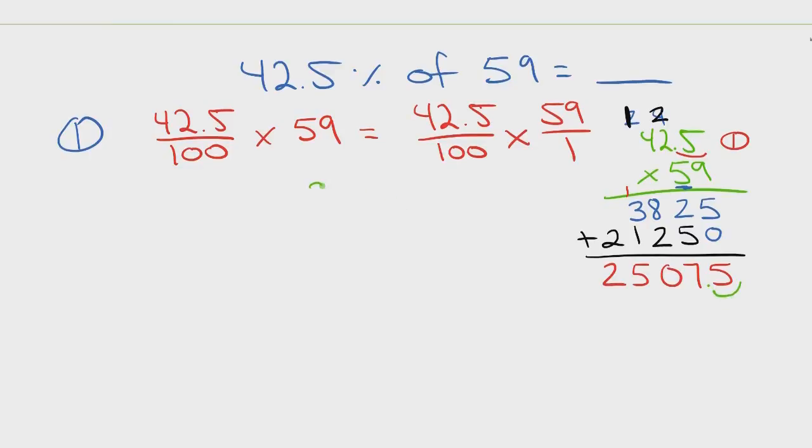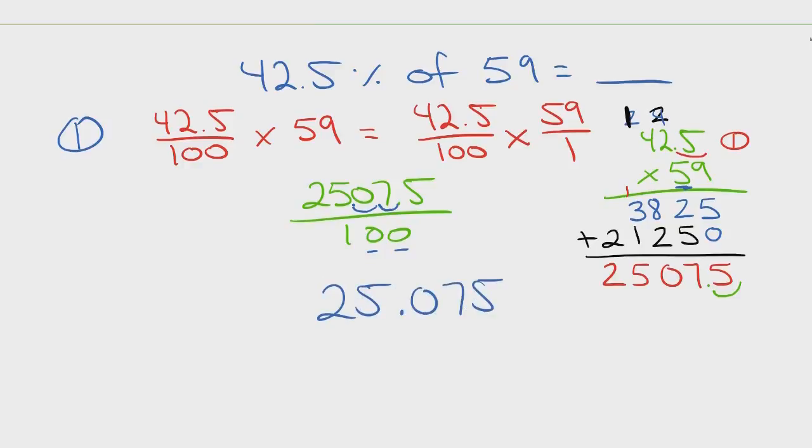So we get 2,507.5 over 100. Now we have to divide by 100, and hopefully you know this trick. When you divide by 100, since there's two zeros, all you do is move the decimal 2 spaces to the left to make the number smaller because you have 2 zeros. So our final answer is going to be 25.075. But the directions told us to round to the nearest whole number, which would be 25. And this whole process is using fractions.